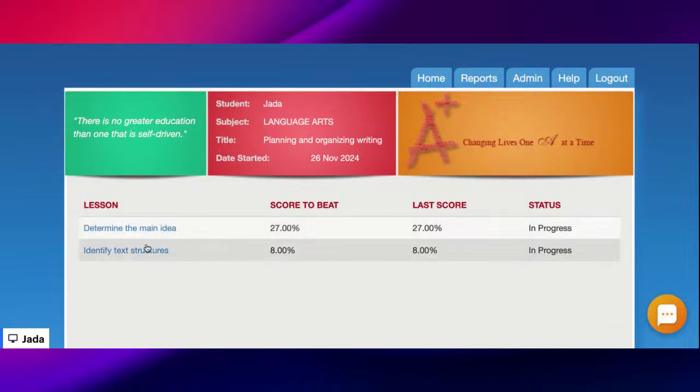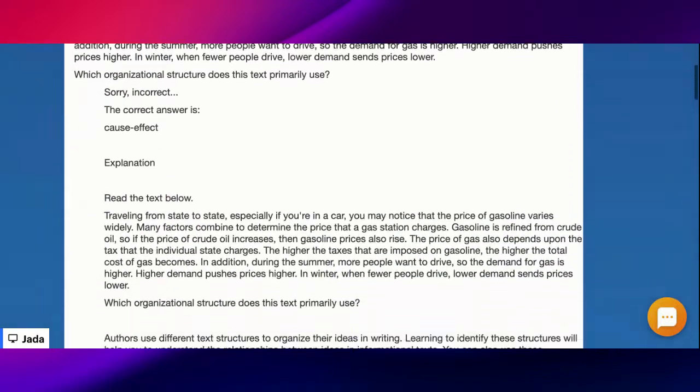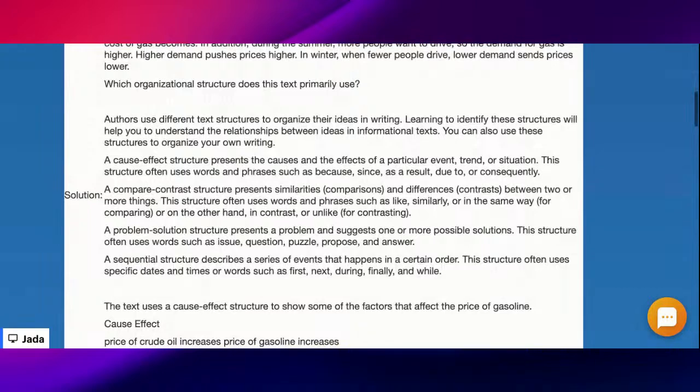So, identify text structures. Authors use different text structures to organize their ideas in writing. Learning to identify these structures will help you to understand the relationship between ideas in informational text. So authors have different structures that they use when they write, and you have to be able to understand the structure so that you can understand the text better. You can also use these structures to organize your own writing.